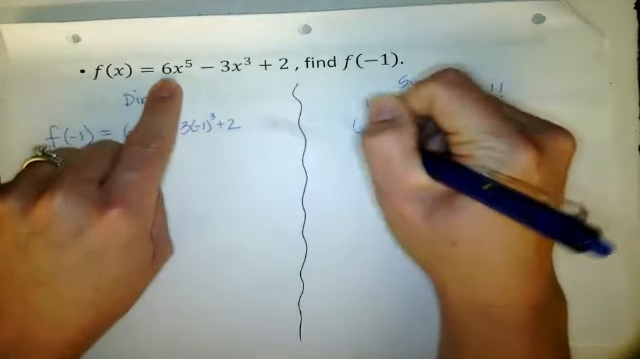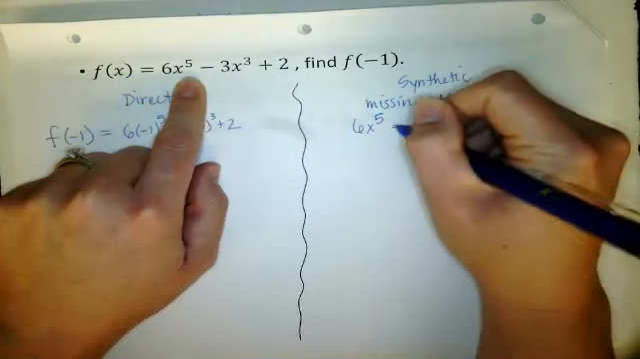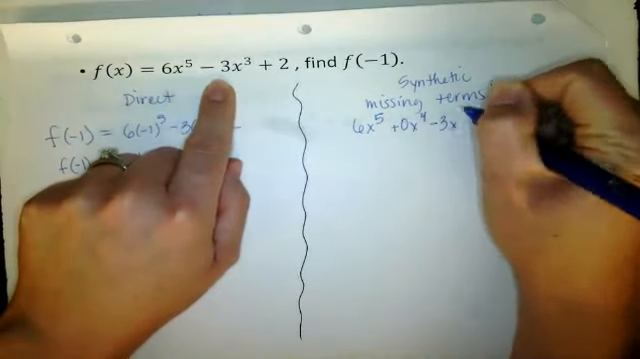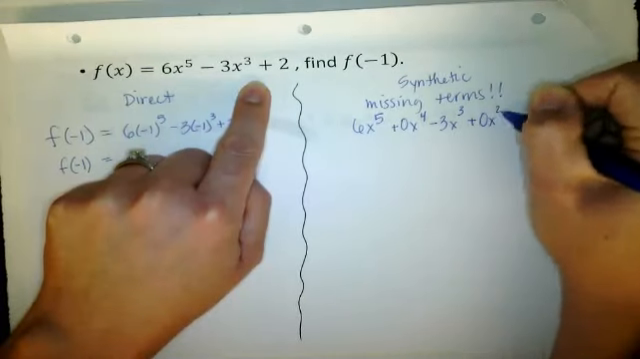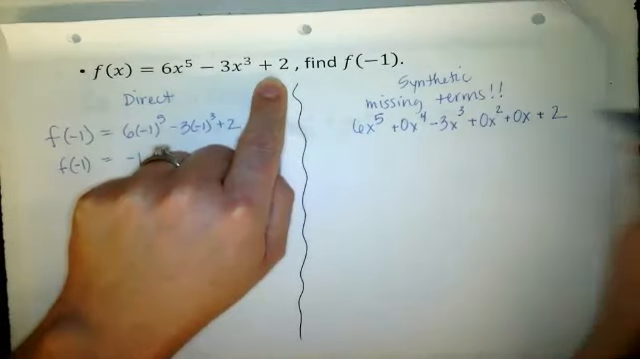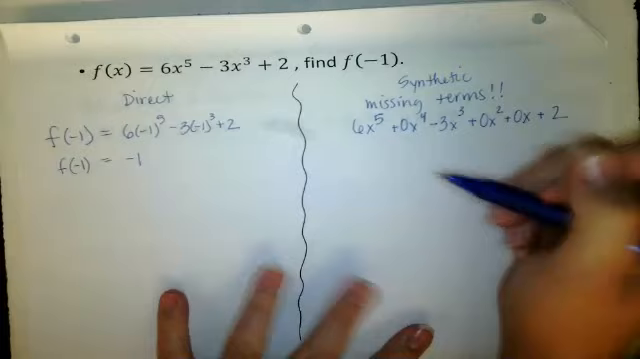Meaning I have 6x to the 5th. What's missing? 0x to the 4th. Then we have negative 3x cubed. And then what's missing? 0x squared. What's missing? 0x. And then the 2. Okay? If you have holes, you have to fill them in. Synthetic substitution or synthetic division will not work with missing terms.